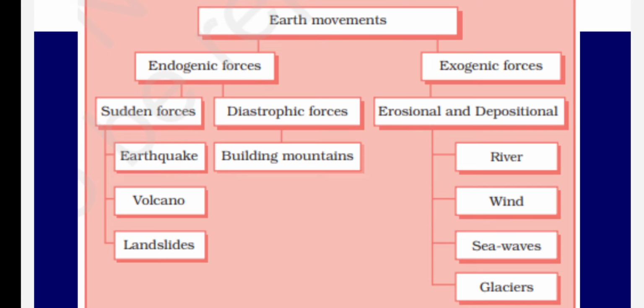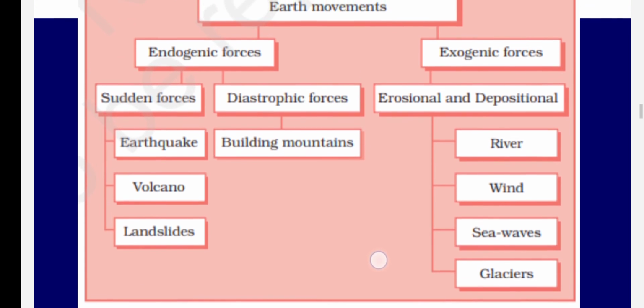Okay, so now exogenic forces. These exogenic forces are mainly caused with the help of air and water. Exogenic forces are caused with the help of what, children? Air and water. Their reaction is erosion or deposition. Either the soil erodes or deposits with the help of river, wind, sea waves, glaciers, etc.